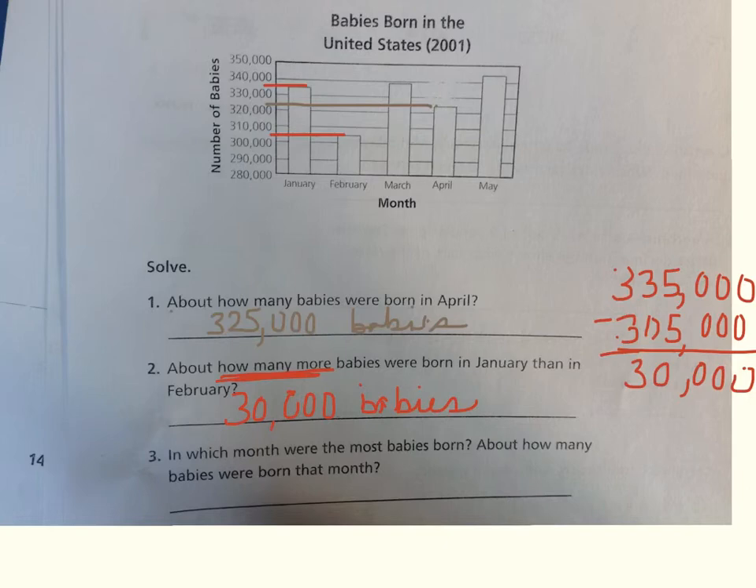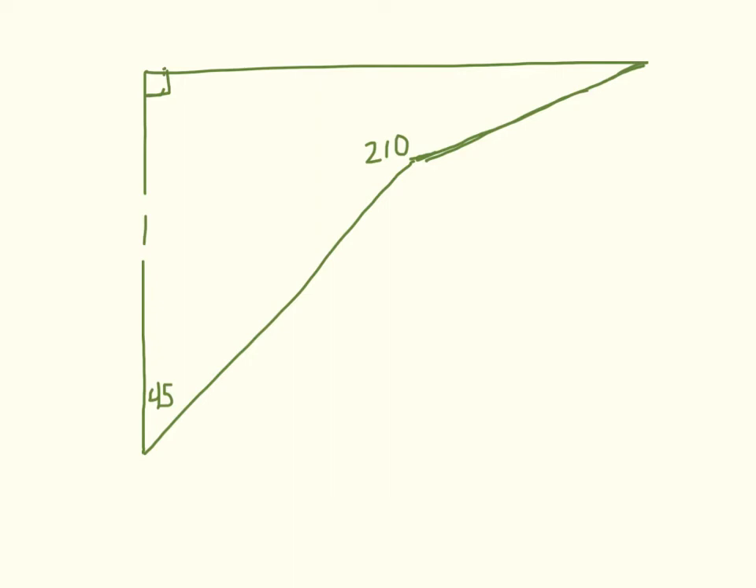Finally, number 3 asks, in which month were the most babies born? There's 2 parts to this, so I need to look, and this is why I think this is going to be pretty easy. We see the tallest one is obviously here. So the most were born in May, but then it asks about how many were born, so I need to go over and say it's in between 340 and 350. So that's 345, and then add my zeros, babies.